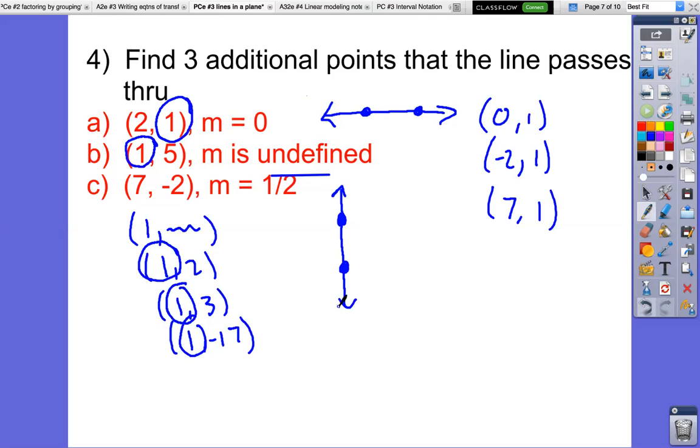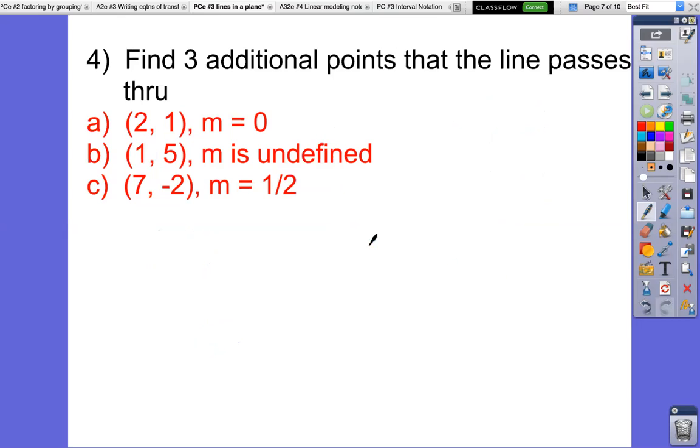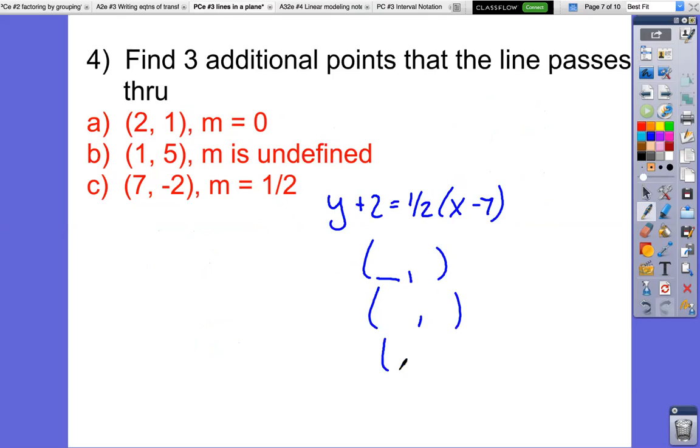Now, the one that is perhaps the hardest is something like C. I can write an equation here. All I want to do is find 3 additional points. So I'm going to use point slope form. Now, if I want to know 3 other points that go through this, I can literally choose any value for X and then plug it in and find Y. So I just want to know 3 points that go through this line.